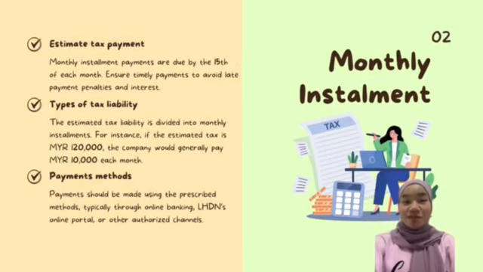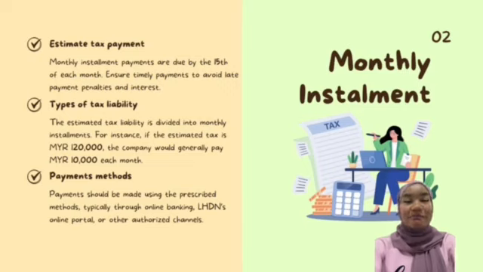Next, for the monthly installments, companies are required to make monthly tax installment payments based on their estimated tax liability. These payments are intended to spread the tax burden throughout the year. The estimated tax liability is divided into monthly installments. For instance, if the estimated tax is RM 120,000, the company would generally pay RM 10,000 each month.